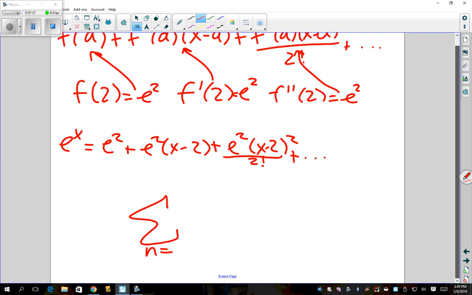And as I keep going, I notice that I can make a general term for my Taylor polynomial. So I can say that the sum from n equals 0 to infinity of e to the 2 over n factorial times x minus 2 to the n. And again, this goes back to our Taylor polynomial. In this case, it's really nice because all of our derivatives are the same.